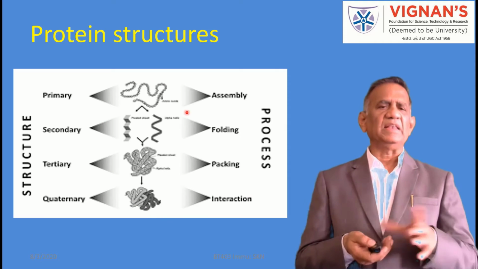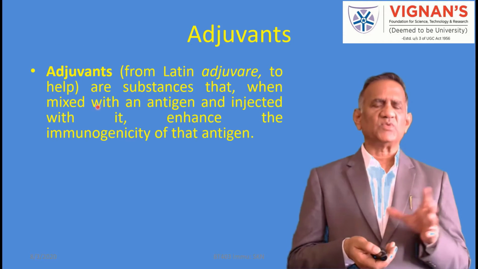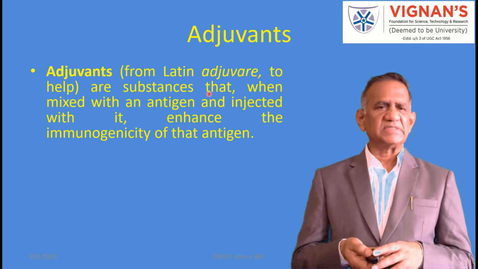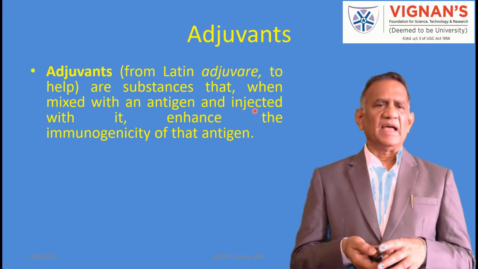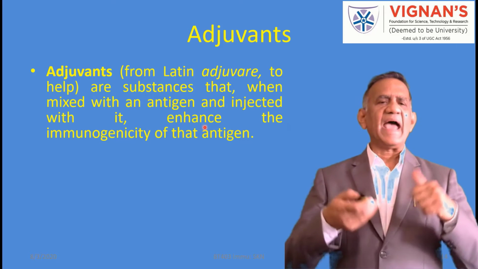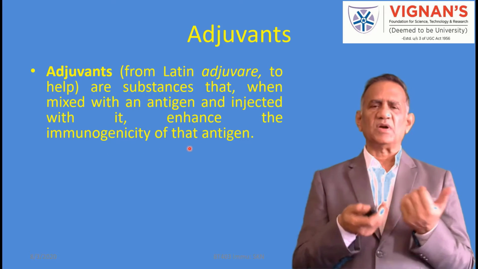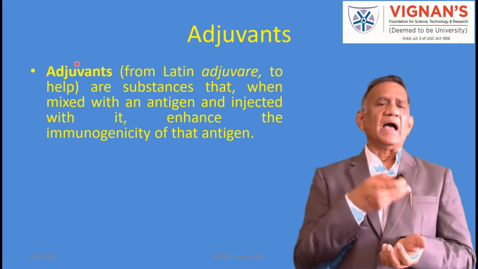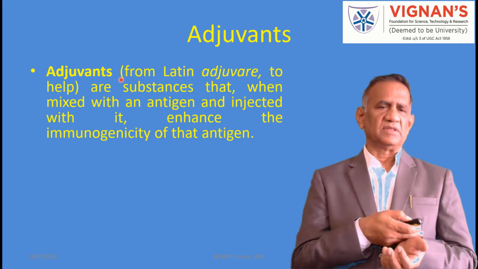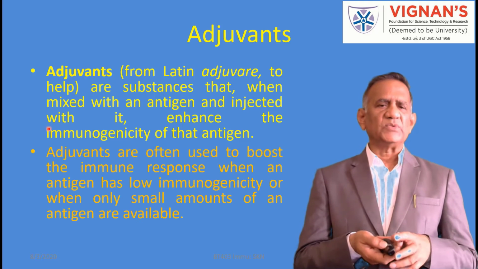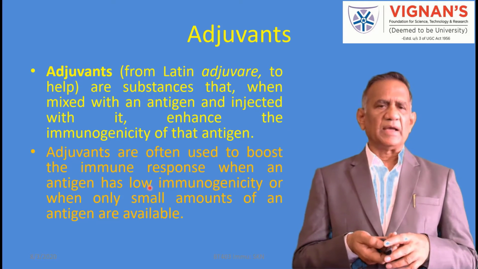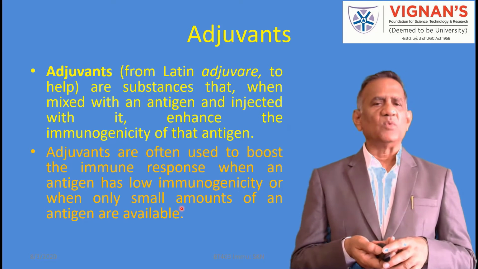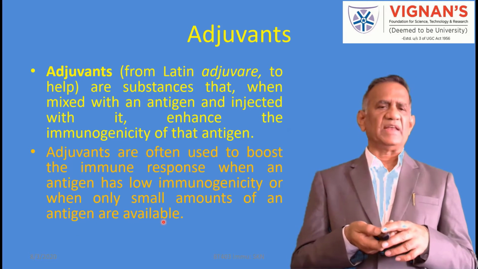Quaternary structure is highly immunogenic. That is what we have about antigen. Now let us see the adjuvants. Adjuvants are substances that, when mixed with an antigen and injected along with the antigen, enhance the immunogenicity of that antigen. Whenever we take a vaccine, even human vaccines, we have inorganic adjuvants, such as alum. Adjuvants are often used to boost the immune response when the antigen has low immunogenicity or when only small amounts of antigen are available.